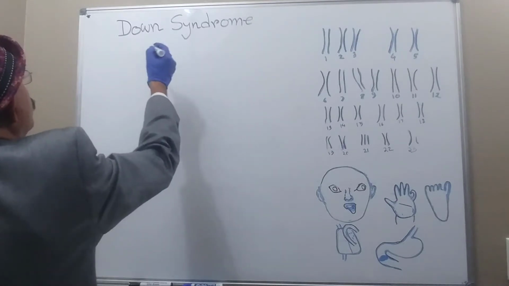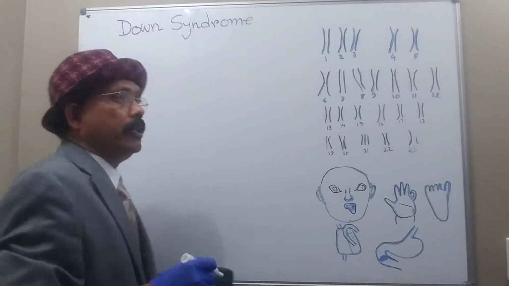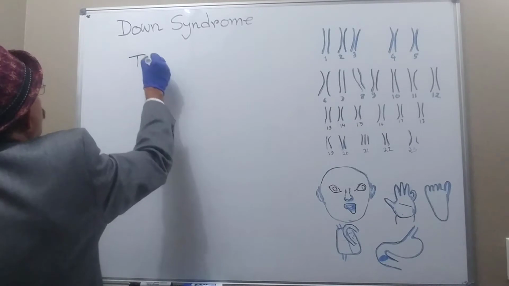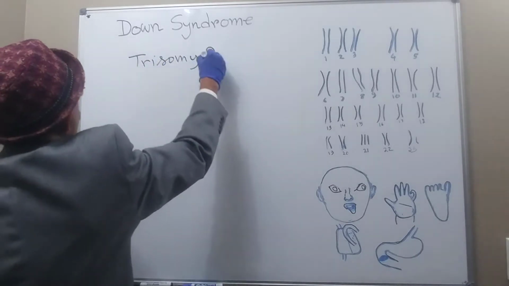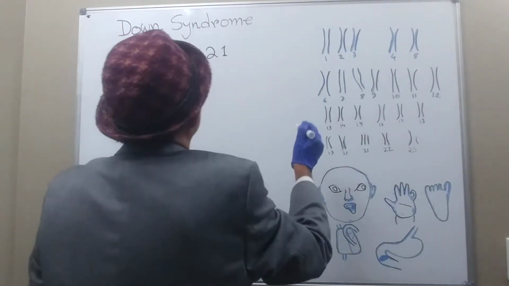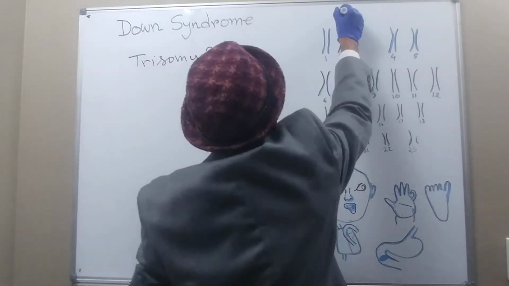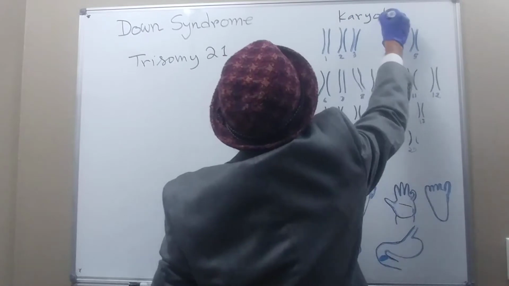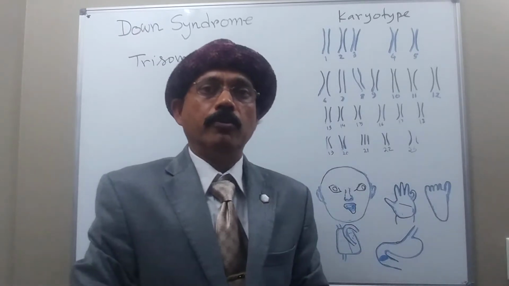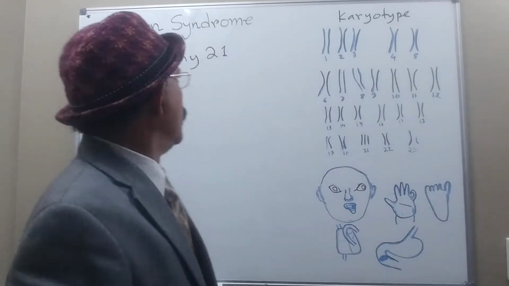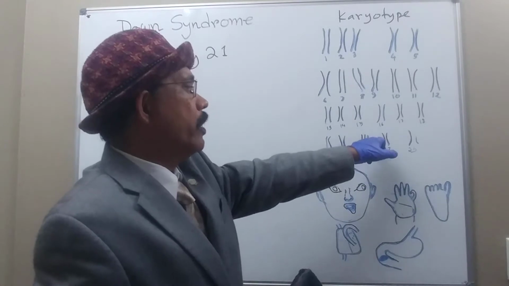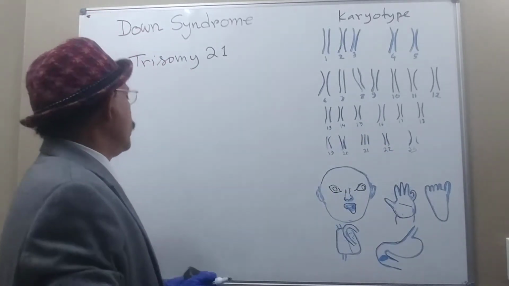So what is Down syndrome? It is a chromosomal disease. The most common problem is trisomy 21. If we study the karyotype, this is the karyotype. Karyotype is the study of the chromosomes. The chromosomal constitution of an individual is called karyotype. Then we get one extra chromosome in pair number 21. That is trisomy 21.